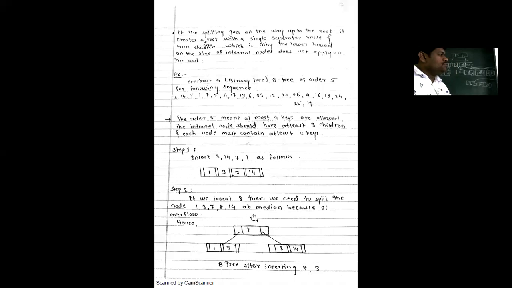Now what we are discussing is the splitting. Who is the median here? 7. So how many elements are there? 1, 7. So what we have done is we have pushed 7 up and considered 7 as a root and smallest value. The values less than 7 we have considered on the left side, and the next values on the right side. In this way we are splitting the nodes. So, understood how to split the node?